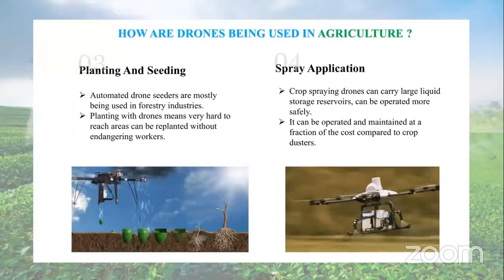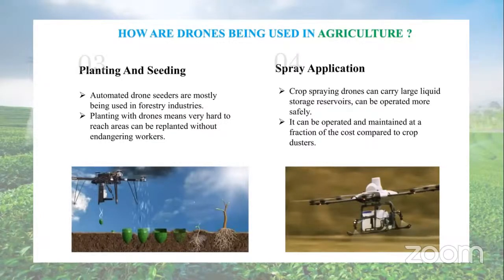We use seed copters for planting and seeding. These drones are mainly used for reforesting, and have been successfully developed for dropping seeds in interior hilly areas where it is very hard for humans to reach the area to replant. And the efficiency of work is better by using these seed copters for reforesting.